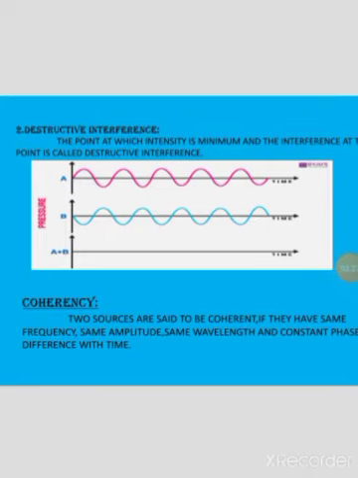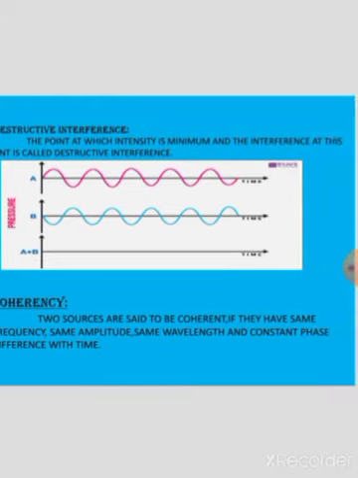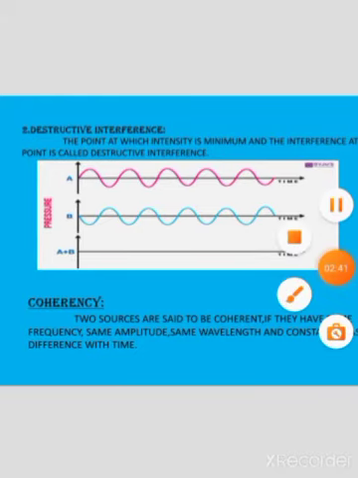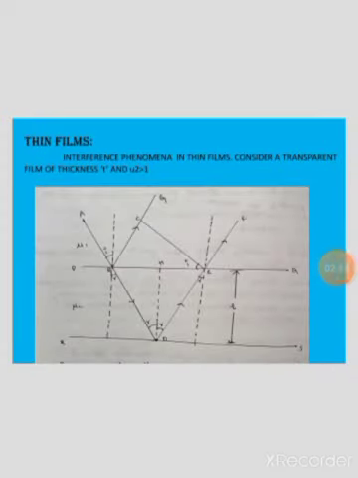Now let us have a look at our second topic, that is coherency. We know when two waves have a constant phase difference with time, they are said to be coherent waves or coherent sources. Interference has several applications in daily life.